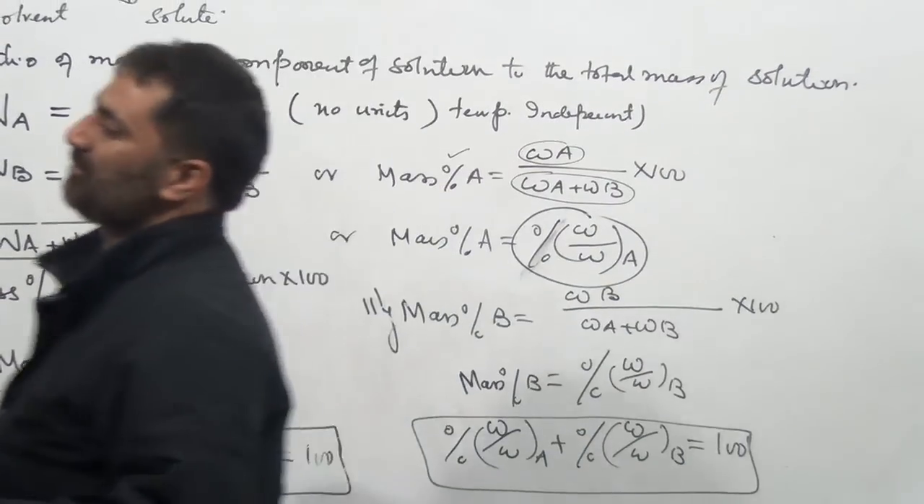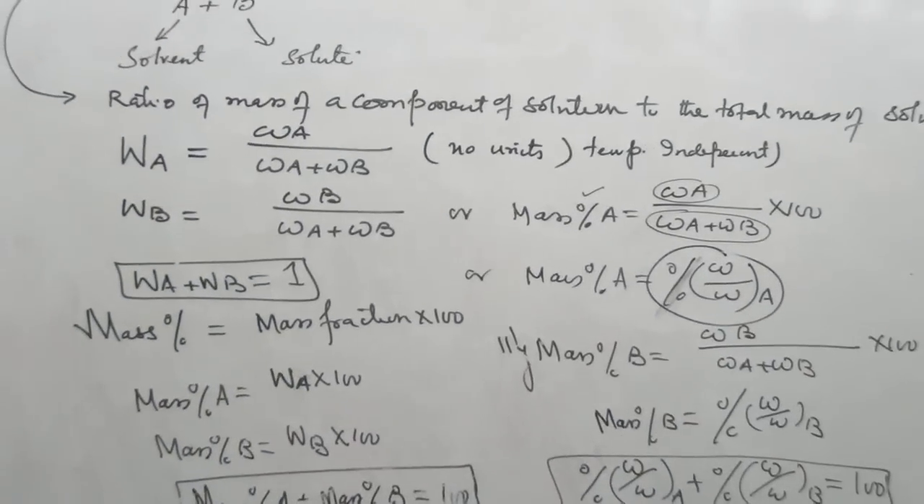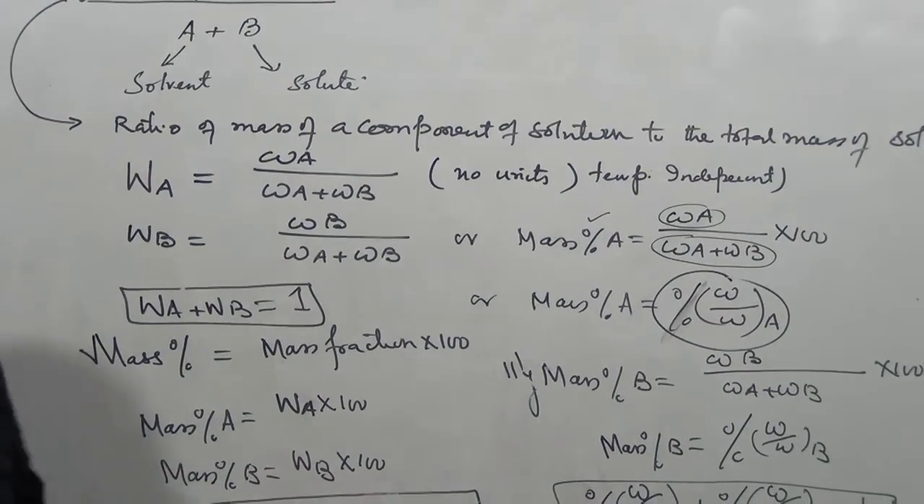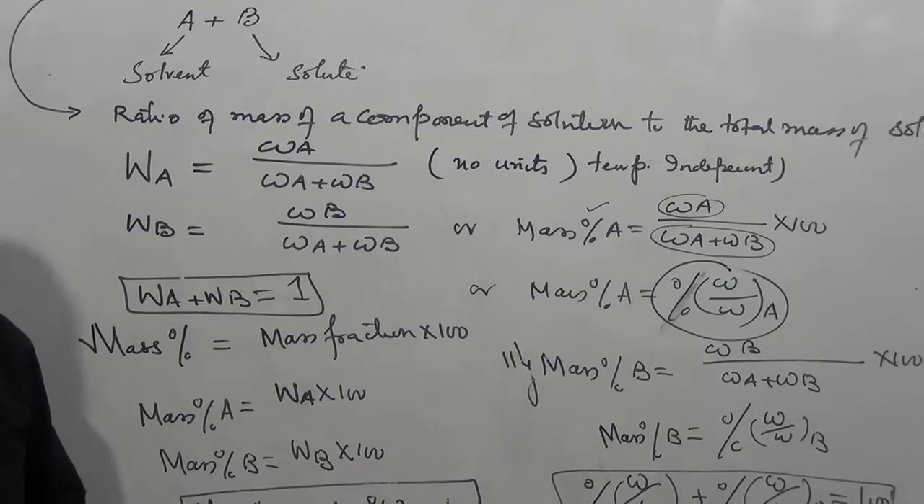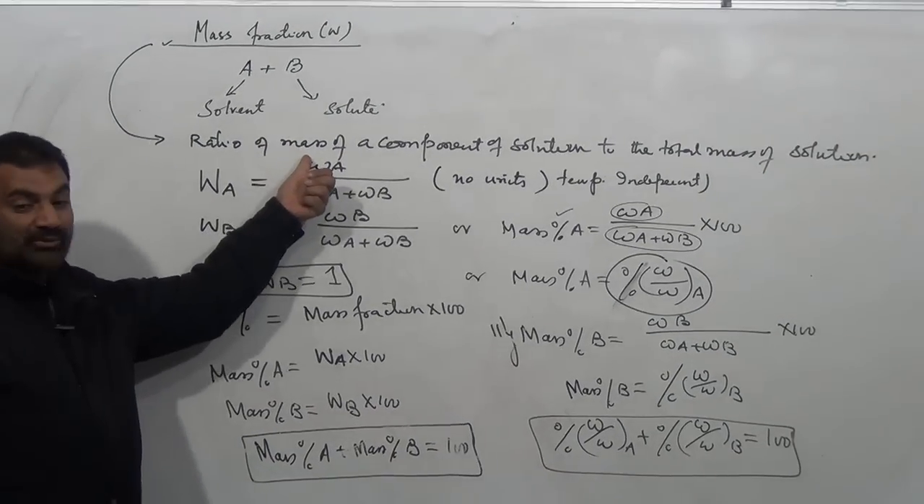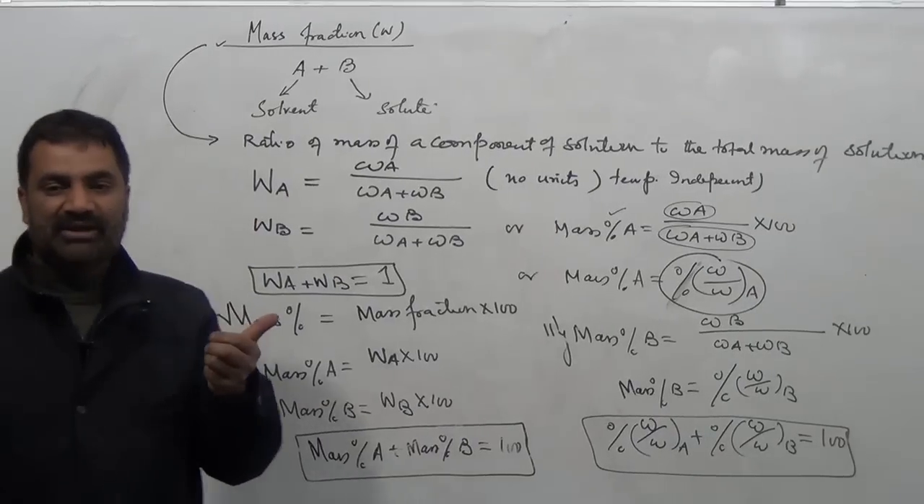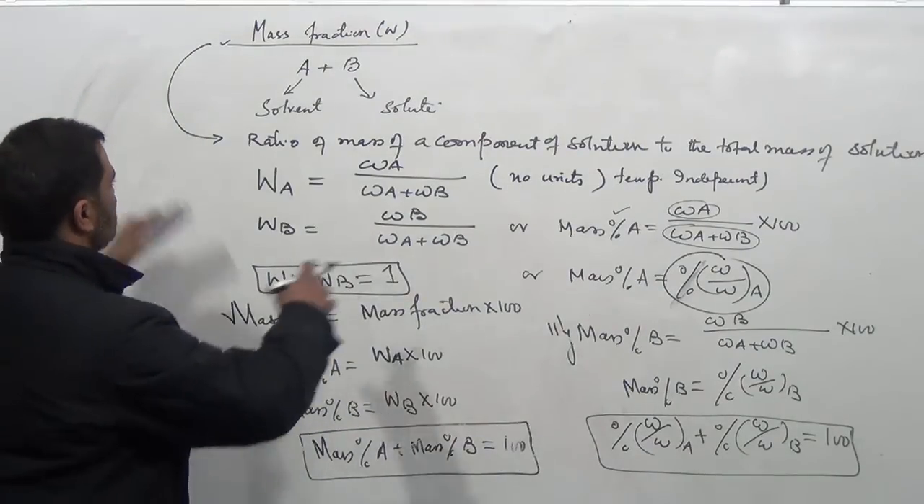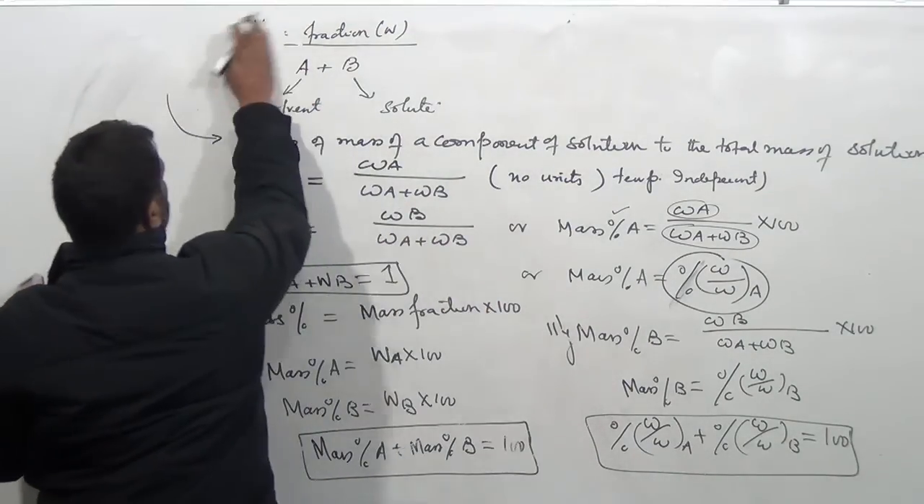Another concentration term is volume fraction. See, if we replace this capital W with capital V and small w by small v, we can get another concentration term that is known as the volume fraction. So let us discuss volume fraction.